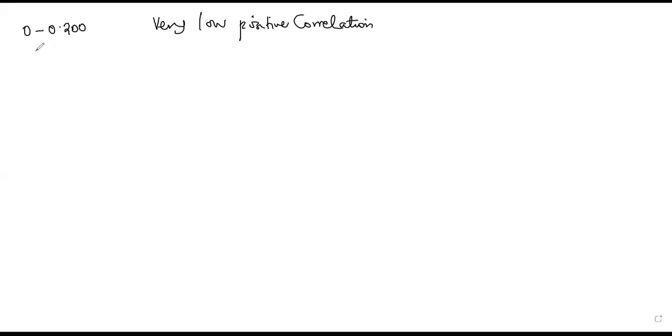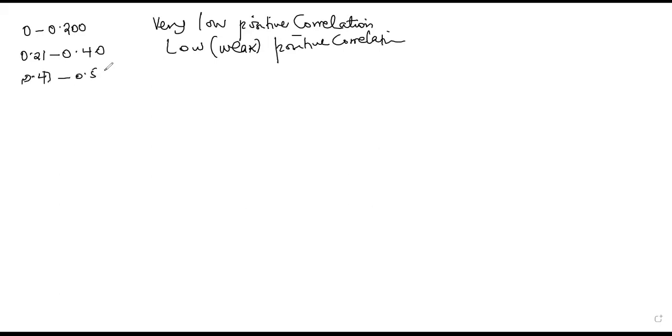If you have 0.21 up to 0.40, still, now this is not very low, but low. We just say low, or one can say weak positive correlation. If we have 0.41 up to 0.59, we'll call this one moderate, depending on how your pronunciation was taught. Moderate positive correlation.